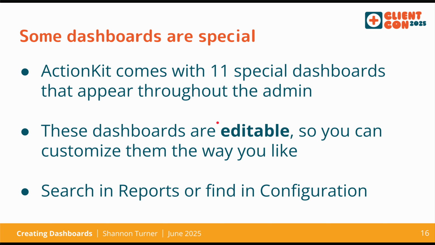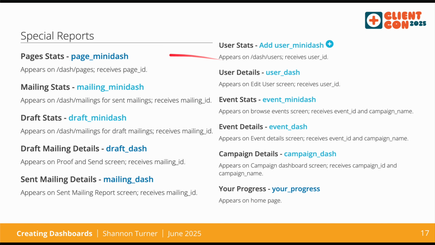And you can search for these special reports, or you can find them on the configuration screen. So if you were to go into the configuration screen and scroll down, you can see here are all of the special reports, and this is available to you if you're a super user. You can get to the configuration menu. So here, these links will take you to edit those reports, and if there's a plus sign, then this report has not been created yet, and then you can create that report.